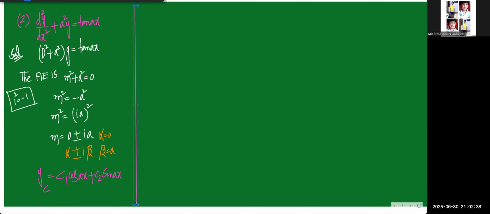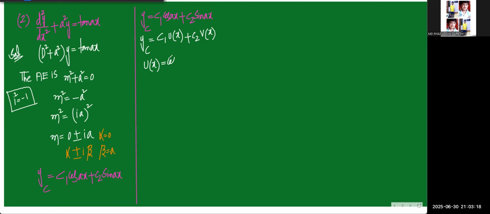Now let us move on. If you clearly write here, yc is equals to c1 cos ax plus c2 sin ax. That should be compared with what? Come on, got the idea? c1 u of x plus c2 v of x. So now our u of x value will be equal to, what do you say?